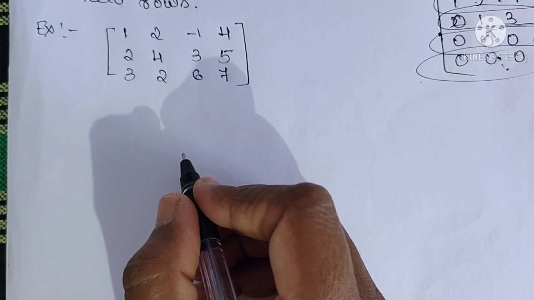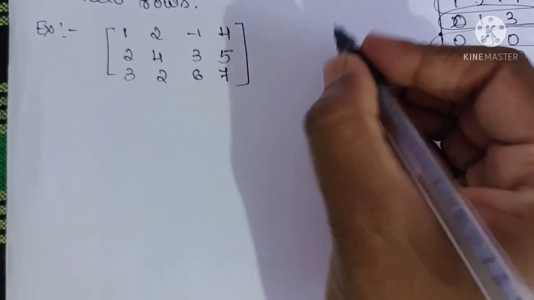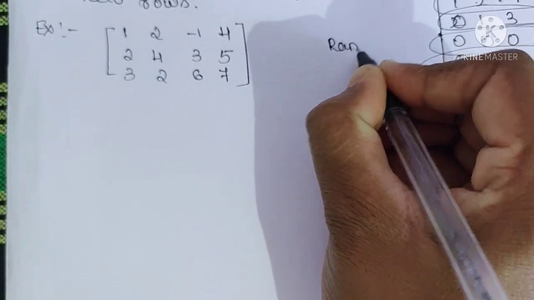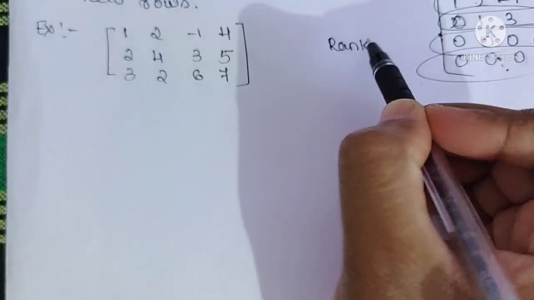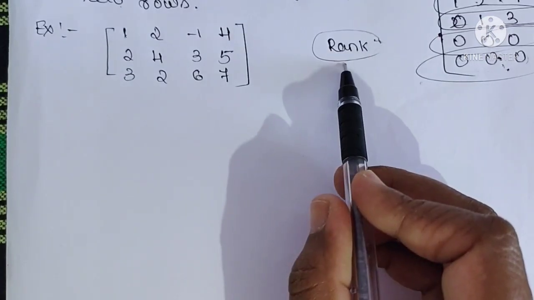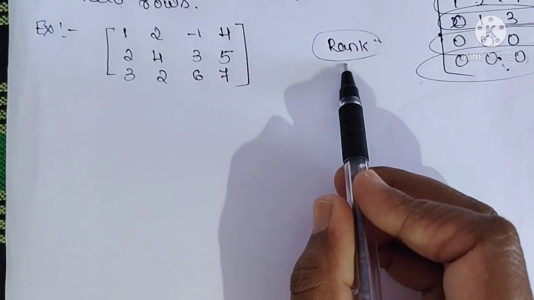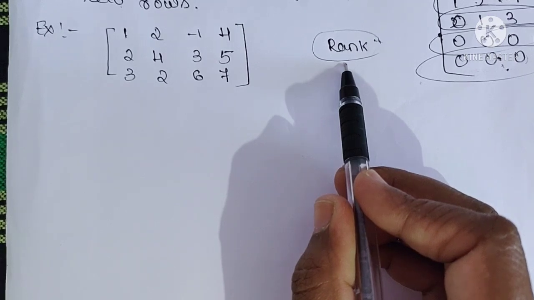Find the rank of the matrix by reducing into row reduced echelon form. See, here rank means after reducing into row reduced echelon form, we have to find its rank. Its rank means the number of non-zero rows in echelon form is called its rank.